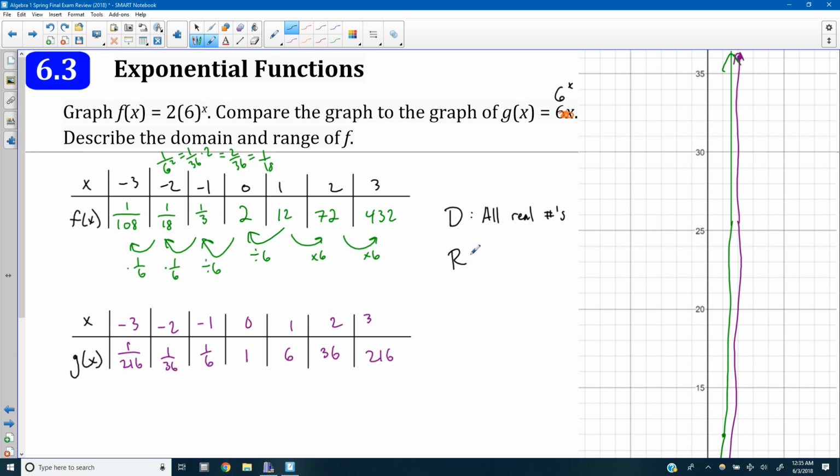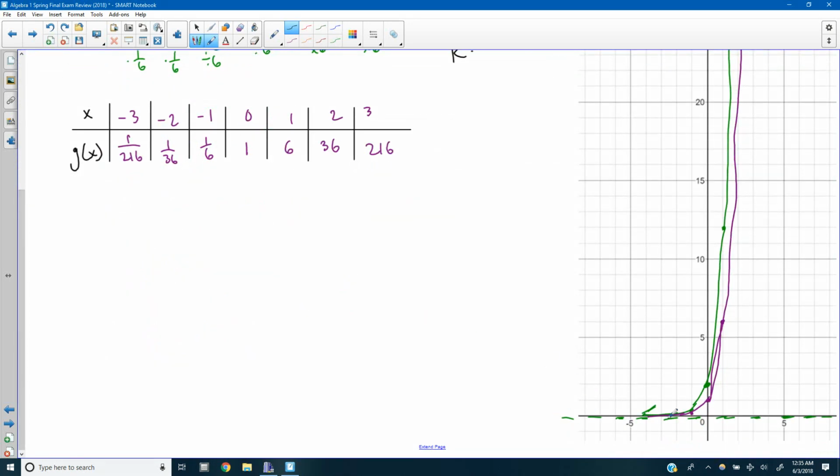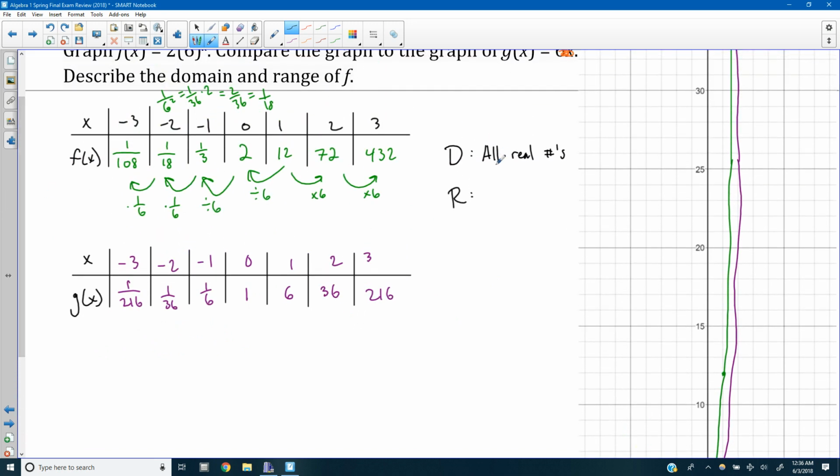The range is a different story. The range asks, based on the values of x you can plug in, how far up and down does your graph go? Well, it goes up forever. Both of these do. But that asymptote feature says that we're always going to be above y equals 0. We're always going to be a positive value. These values can never be 0. These values can never be negative. So the range would say only positive y values. y can only be greater than 0.